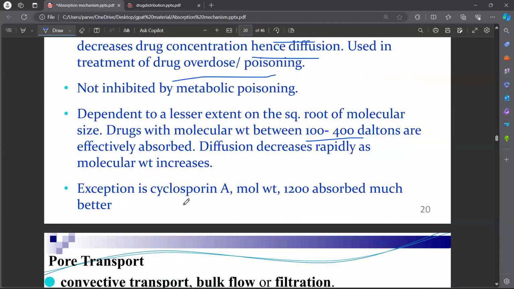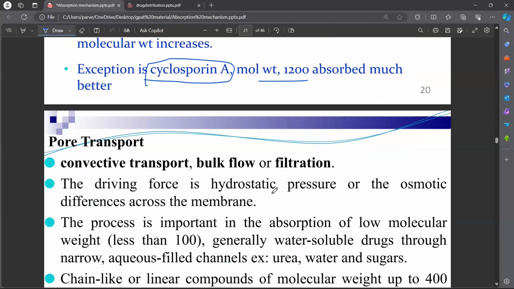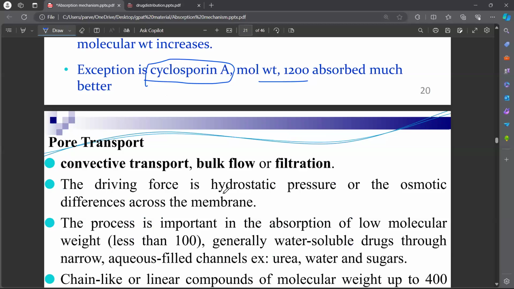So the next one is pore transportation, which is also known as filtration, bulk flow, or convective transportation. The driving force is, as I mentioned earlier, the hydrostatic pressure or the osmotic difference along the membrane. Basically, small hydrophilic molecules, the linear molecules, are absorbed through pore transportation, and along with the water, the molecules are dragged to enter the systemic circulation. Generally, the aqueous pores are present.